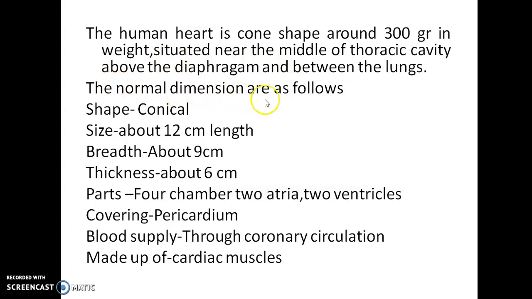These are the normal dimensions. Shape is conical, size is about 12 cm in length, breadth about 9 cm, thickness about 6 cm. Parts: there are four chambers, two atria and two ventricles. Covering is the pericardium. There are three covering layers: pericardium, myocardium, and endocardium. Blood supply is through the coronary circulation, made up of cardiac muscles.